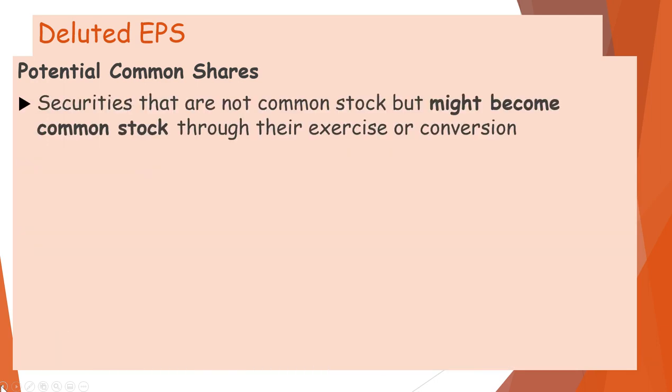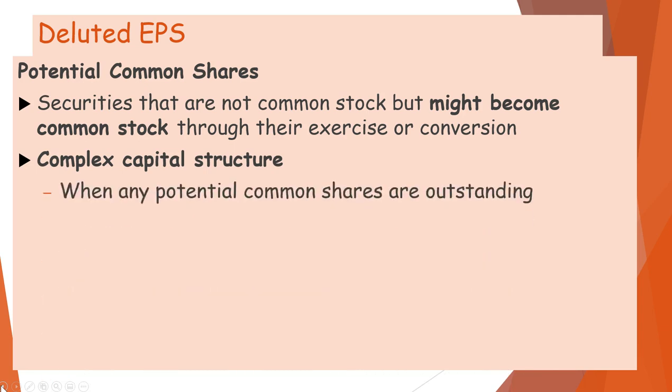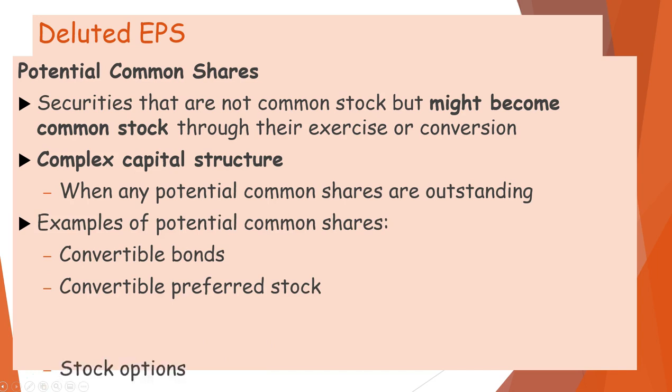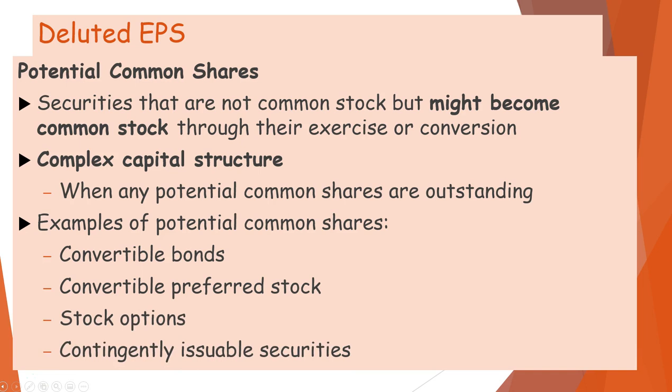Now, diluted earnings per share. Potential common shares are securities that are not common stock but might become common stock through their exercise or conversion. This is called a complex capital structure, when any potential common shares are outstanding. Examples of potential common shares would be convertible bonds, convertible preferred stock, stock options, and contingently issuable securities.